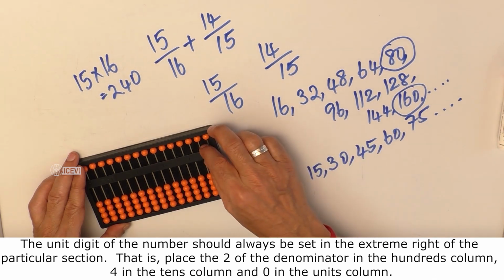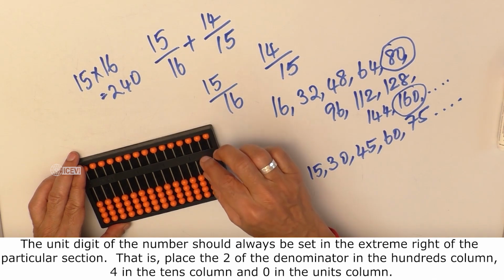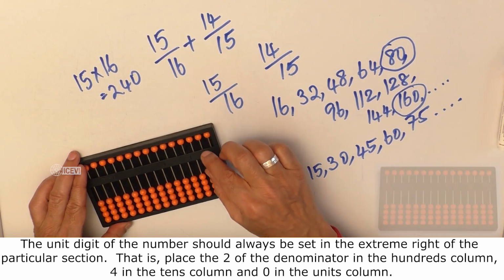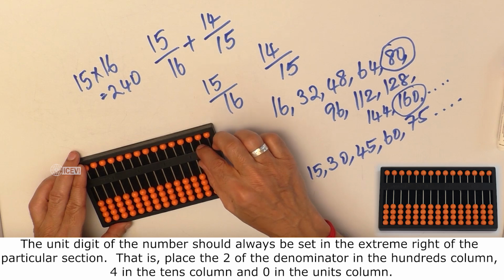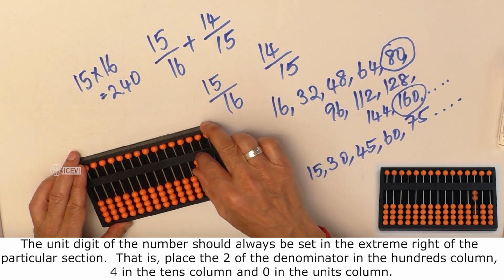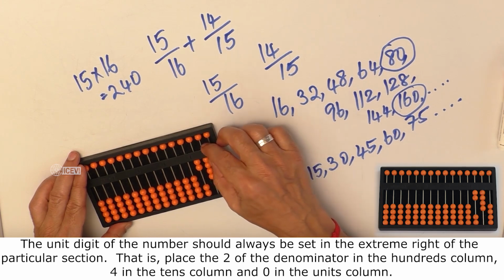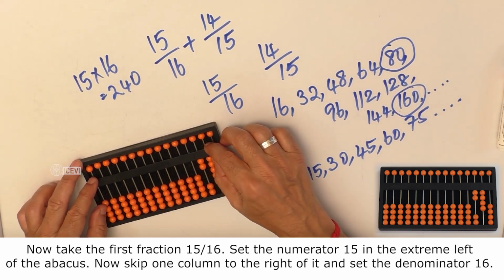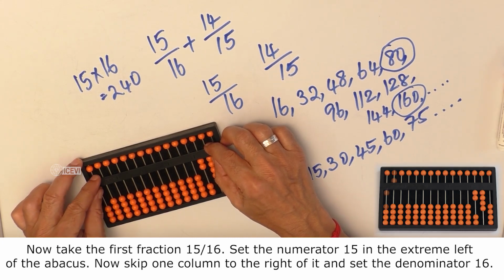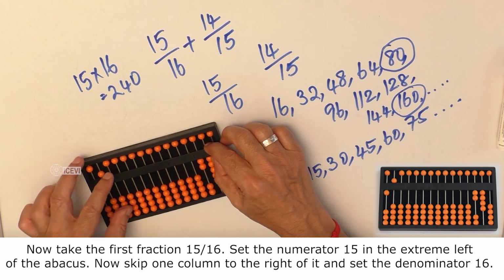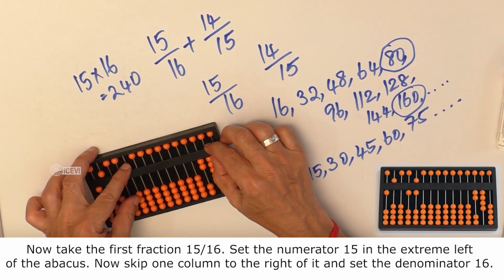That is, the unit digit of the number should always be set in the extreme right of the particular section. That is, place 2 of the denominator in the hundreds column, 4 in the tens column and 0 in the units column. Now take the first fraction 15 by 16, set the numerator 15 in the extreme left of the abacus. Now skip one column to the right of it and set the denominator 16.